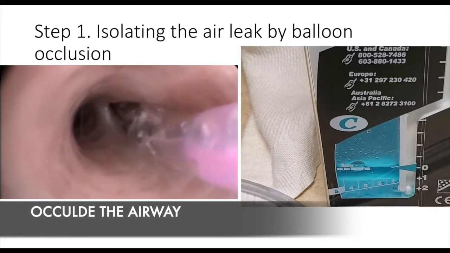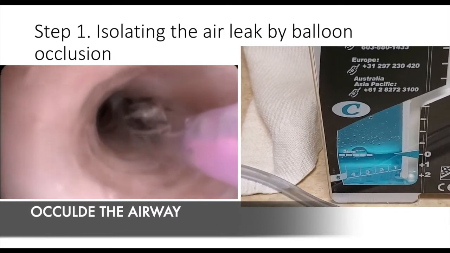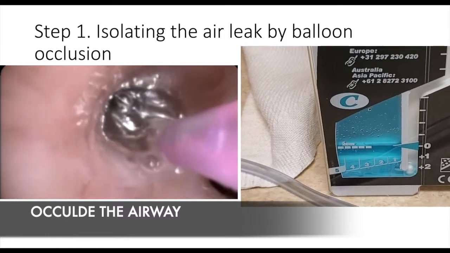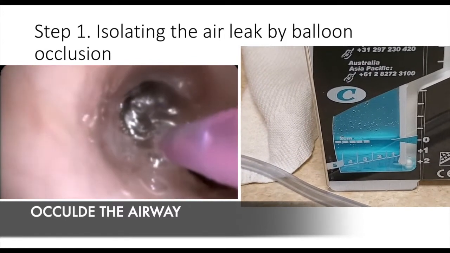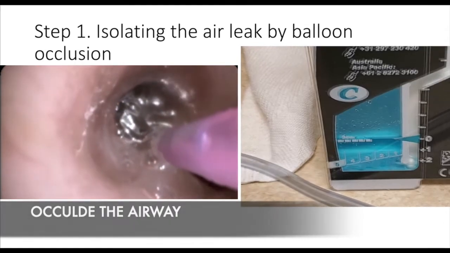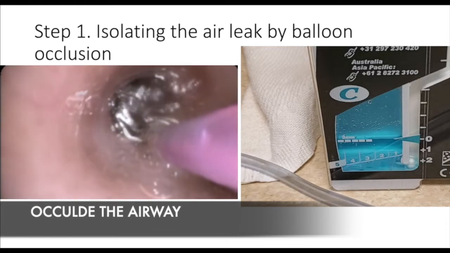Next, a balloon catheter is inserted into the airway through a bronchoscope. Starting proximally and moving distally, individual airway segments are systematically occluded by inflating the balloon until the balloon seals the airway. As you can see, when the culprit airway is occluded, the air leak will decrease or stop completely.